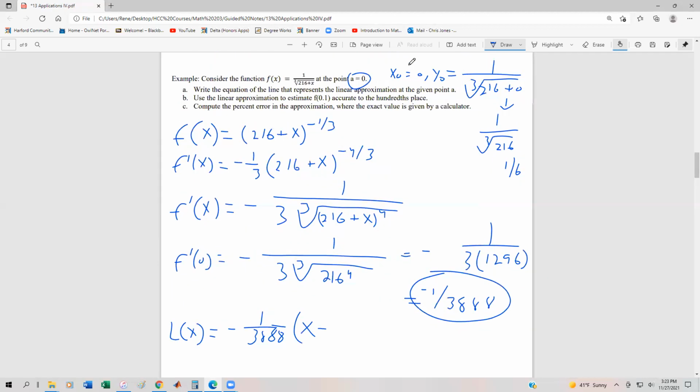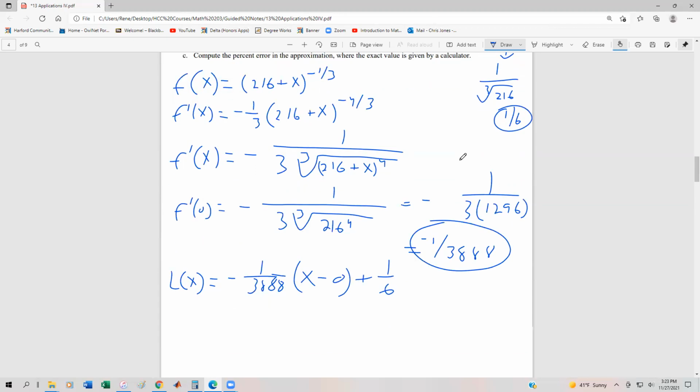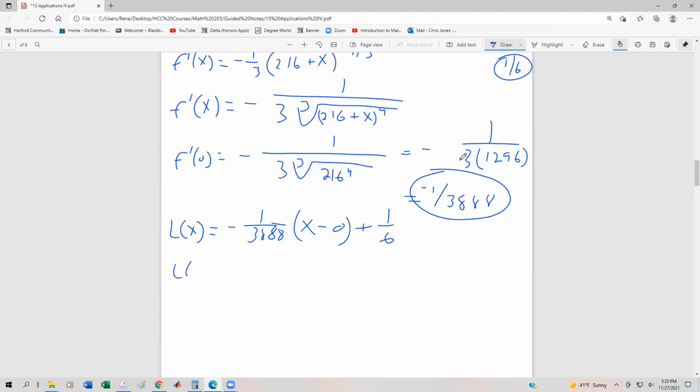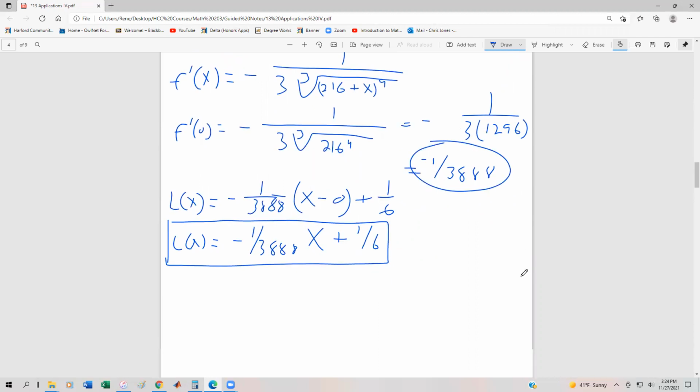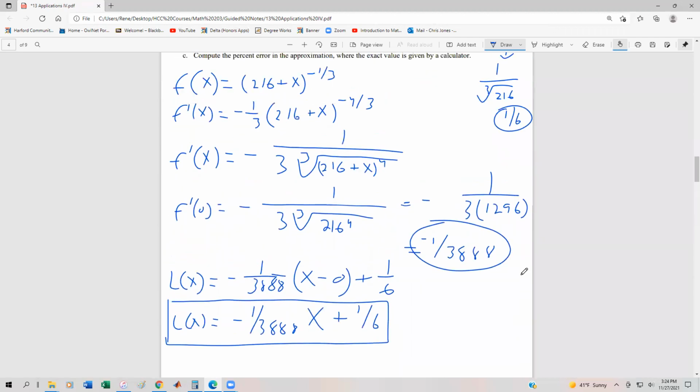And fortunately for us in this case, x naught is going to be 0. And then we have the 1/6 for y naught. All right, so we don't necessarily get a really nice number out of this, but it could be a lot worse. So L of x is going to be negative 1 over 3888x plus 1/6. All right, so that's nice that we have this. That's our linear approximation. Now we can start to do the rest of the stuff that we need.